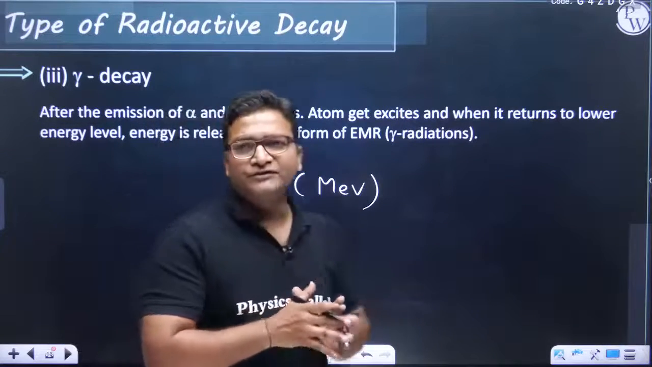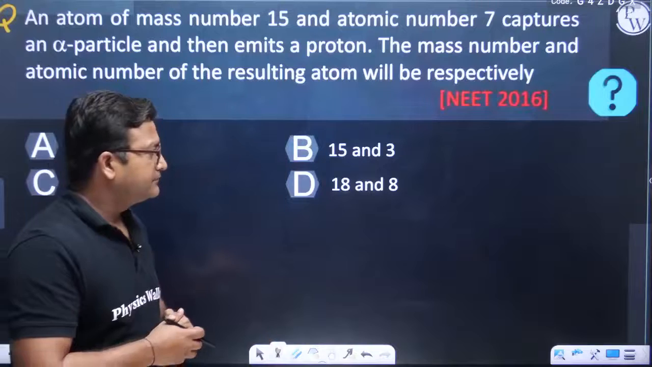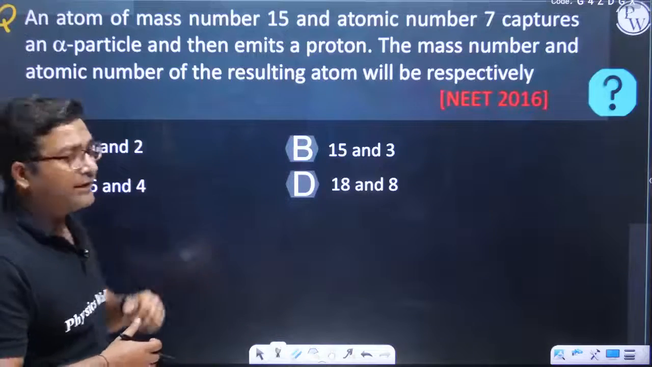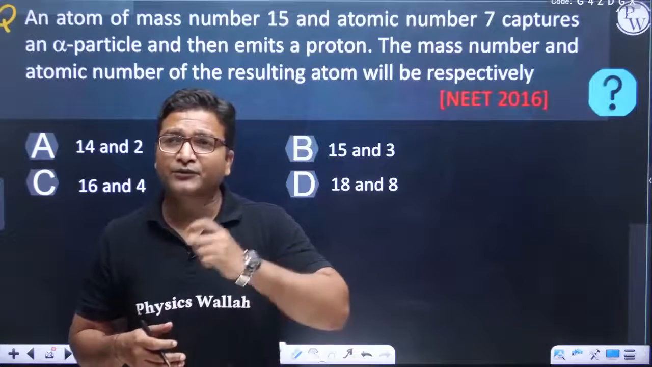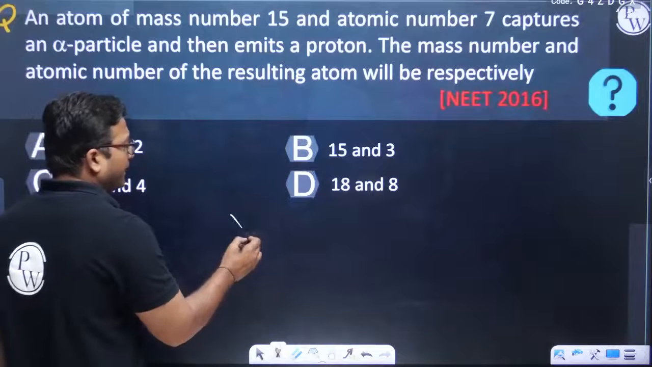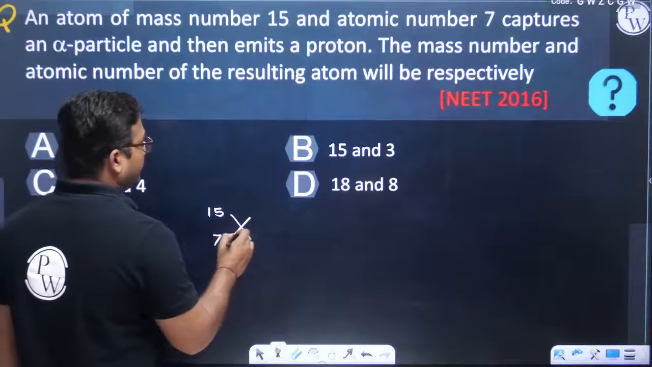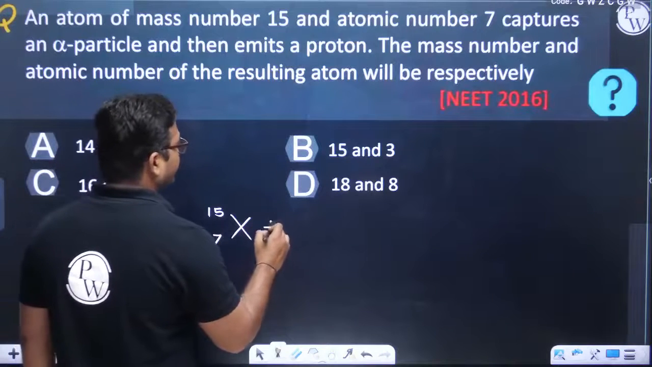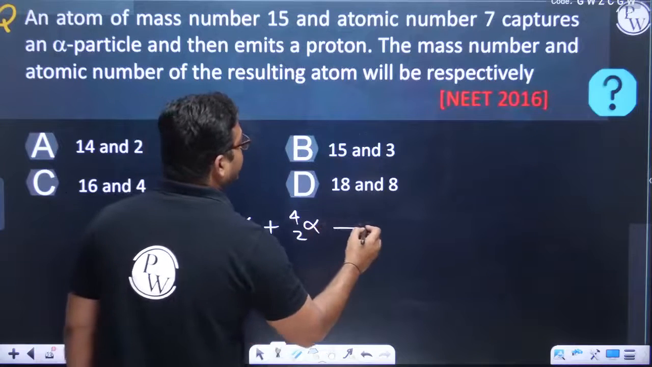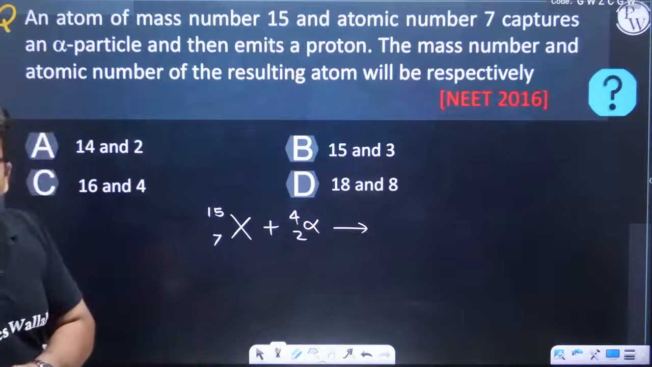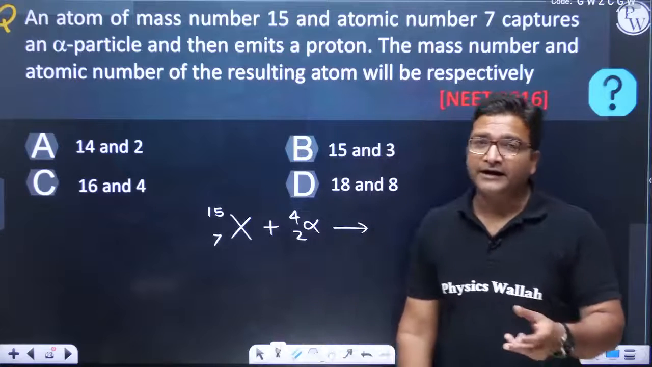Let us solve few questions based on these. So we have first the atom. We have an atom of mass number 15 and atomic number 7, and it captures an alpha particle and then emits a proton. So we have a nucleus X, mass number 15, atomic number 7. It captures an alpha particle, which has 2 protons, 2 neutrons. And then it emits a proton. So mass number and atomic number of the resulting atom will be nearly.